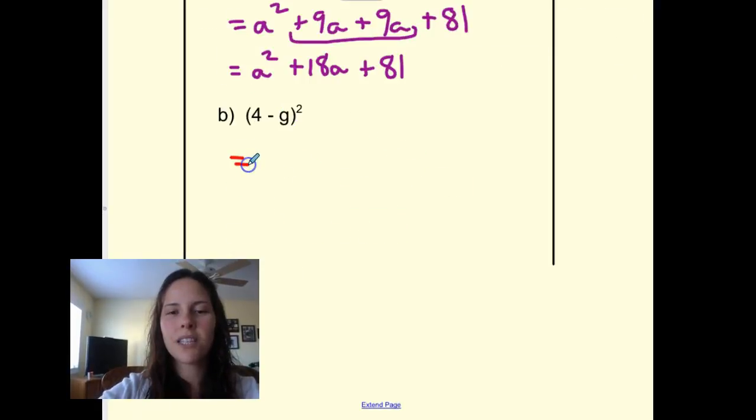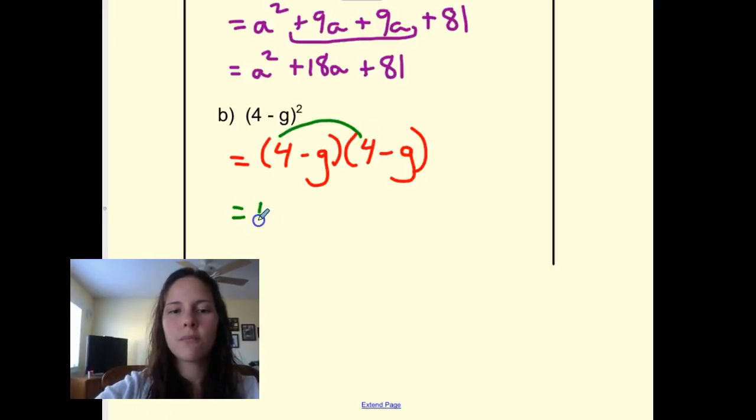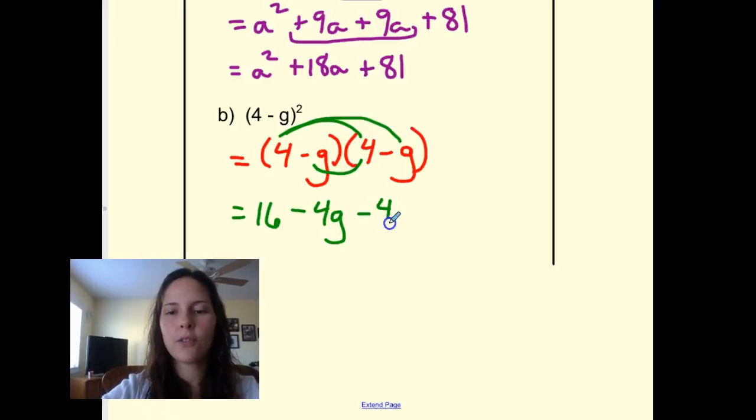Let's take a look at one more example. Again, we are squaring, so I'm going to write it out twice to multiply it by itself. Distributing my 4. 4 times 4 gives me 16. 4 times negative g gives me a negative 4g. Negative g times 4 gives me a negative 4g. And negative g times negative g gives me a positive. The negative times negative will cancel. G times g gives me a g squared.